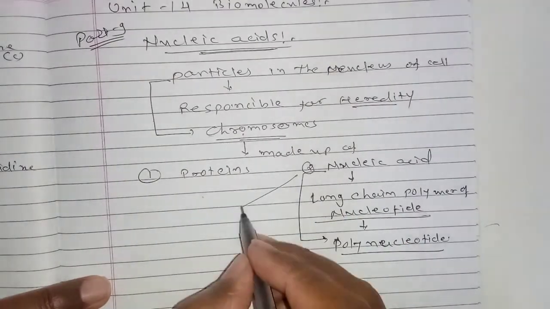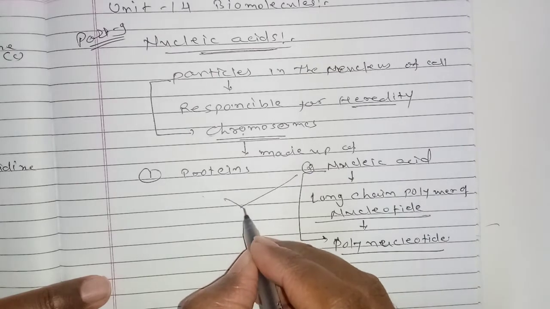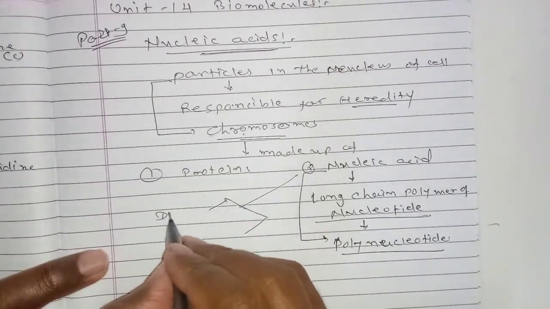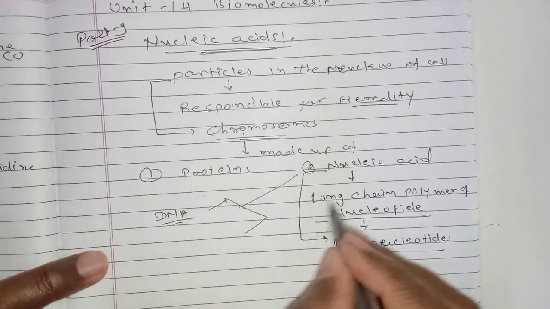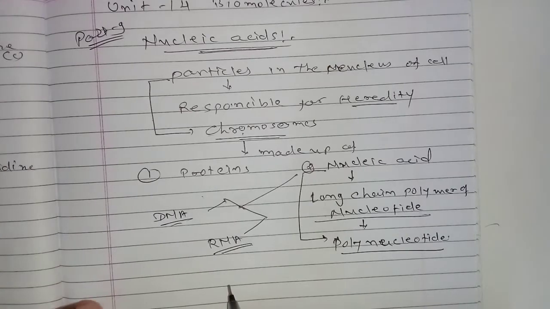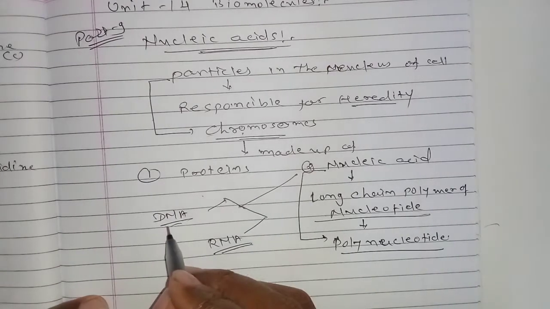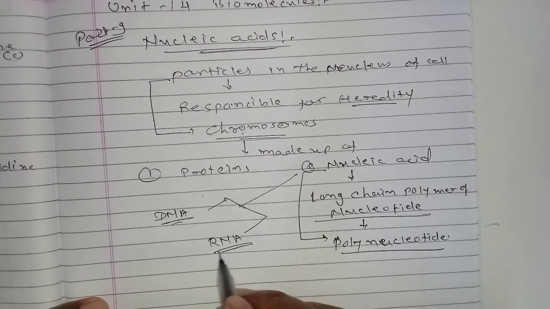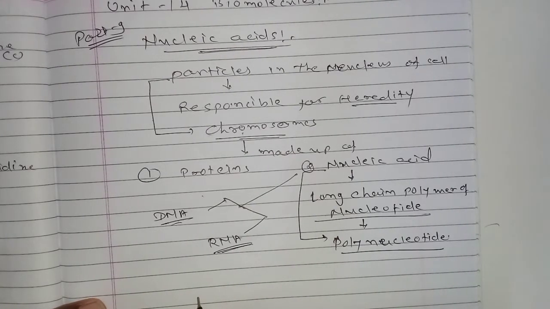Mainly nucleic acid is of two types, RNA and DNA. DNA is deoxyribonucleic acid, RNA is ribonucleic acid.